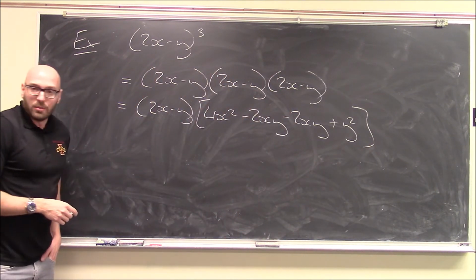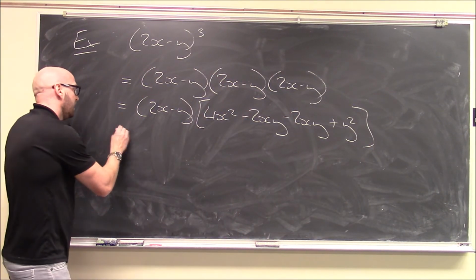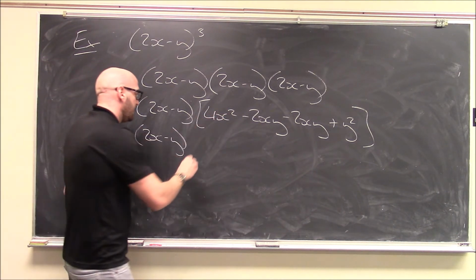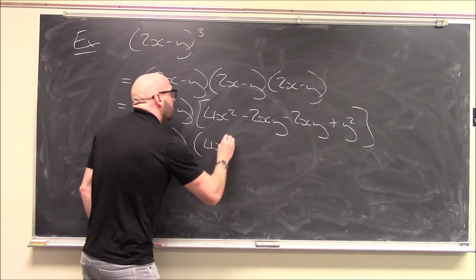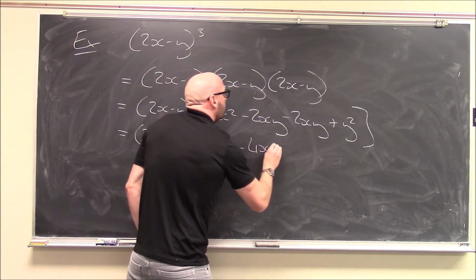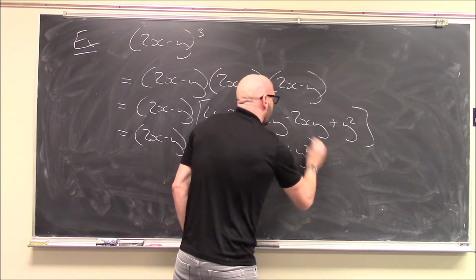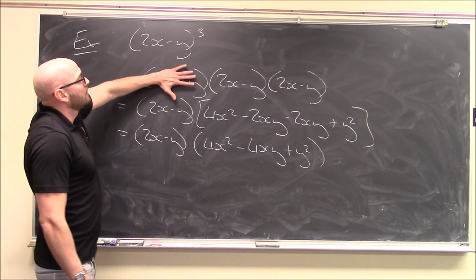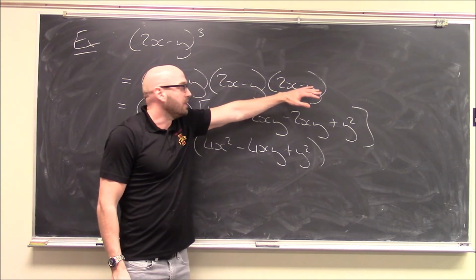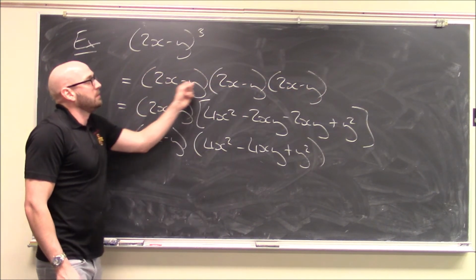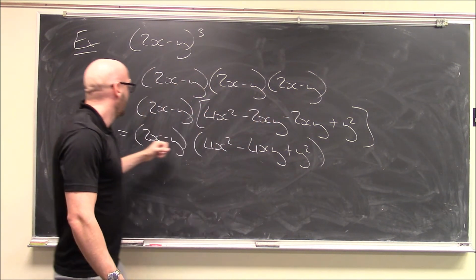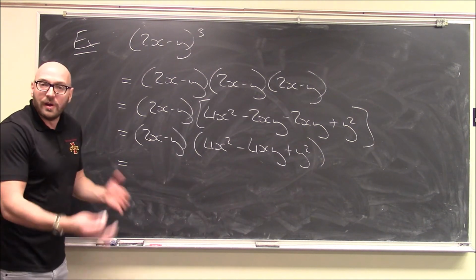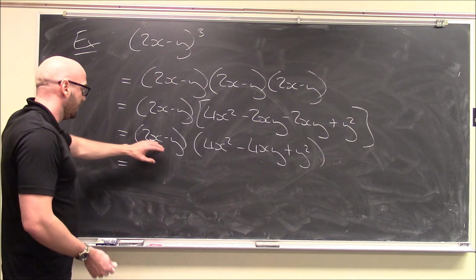No real reason to go to square brackets here, I'm just doing this stylistically, I guess. But I want to group these two terms in the middle together. So we'll go 4x squared minus 4xy plus y squared. And now, just by ignoring this first binomial for a second and handling these two binomials, now I've reduced this from a product of 3 polynomials to a product of 2 polynomials. And now we know how to handle products of 2 polynomials, right?